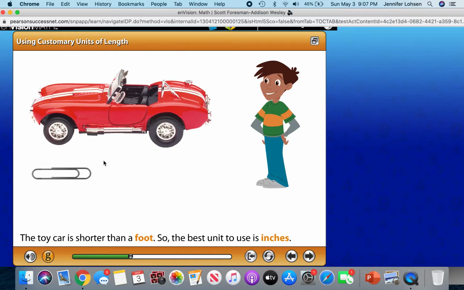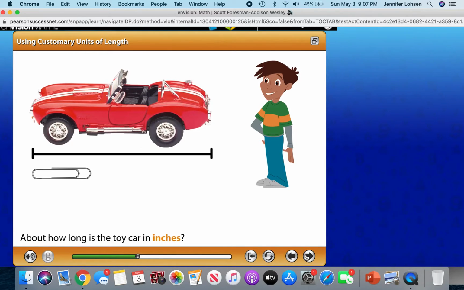It's not the same size as Miss Lawson's car. It's not the same size as your parents' car. It's a toy car. So the most appropriate unit for this is going to be inches because feet would be too big. The car is smaller than 1 foot in length, and therefore it's more appropriate to use a smaller unit, which would be inches. About how long is the toy car in inches?